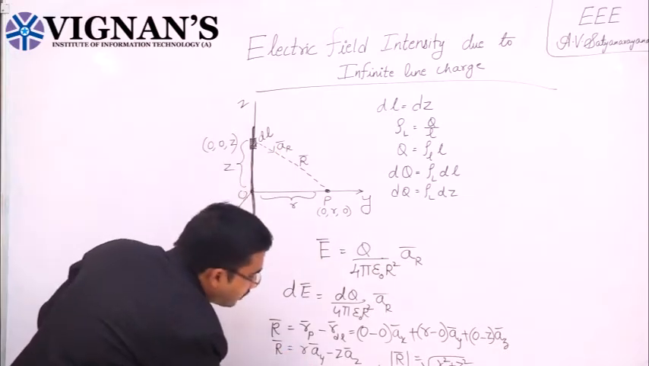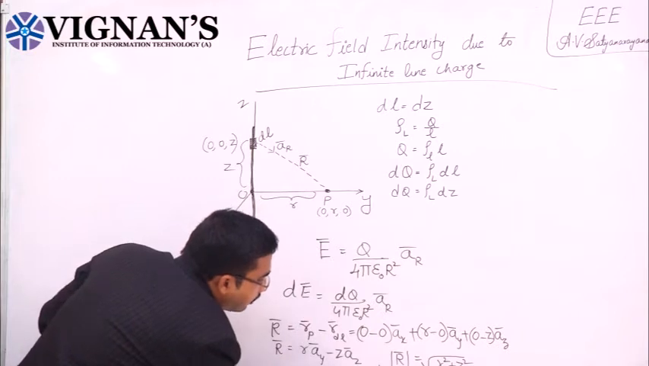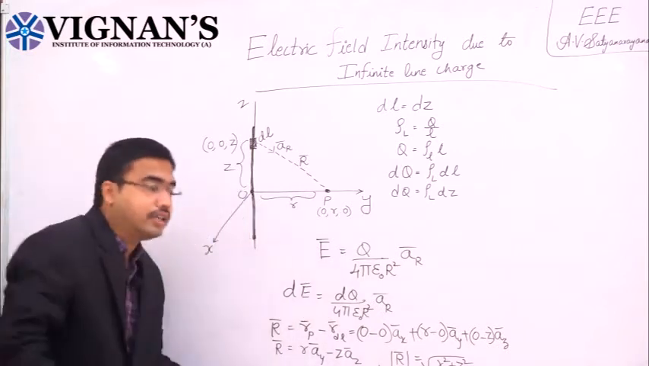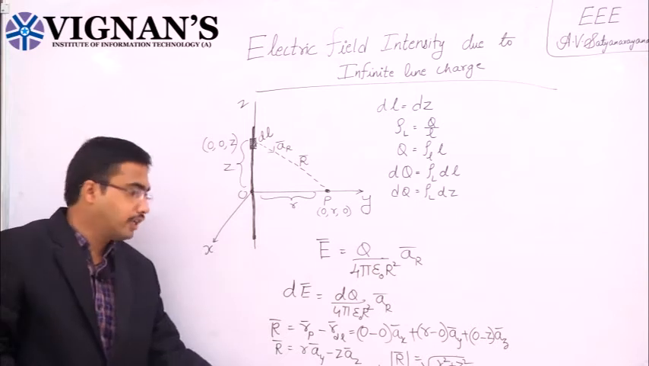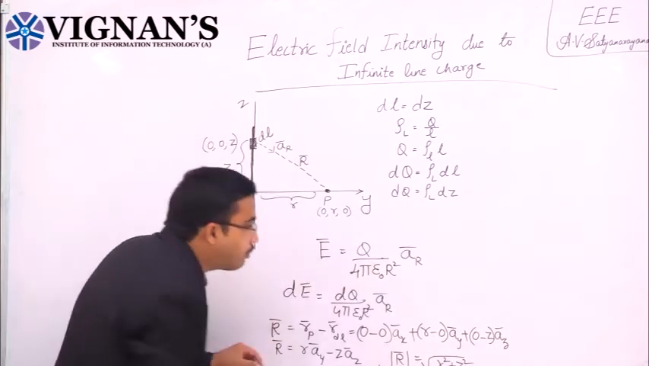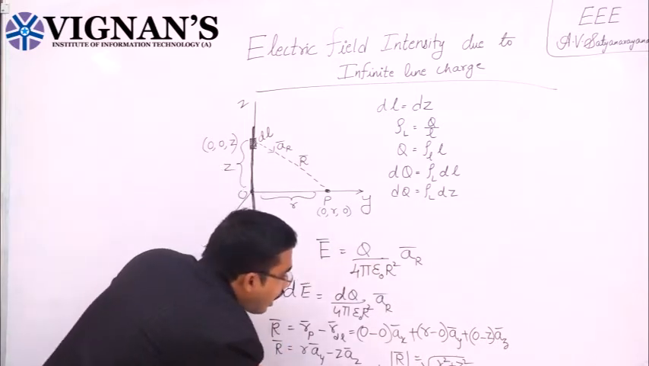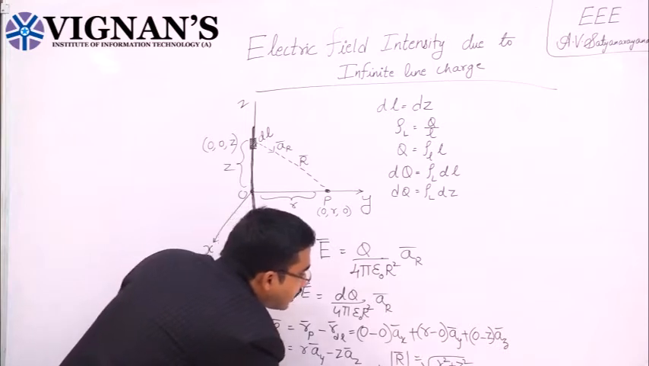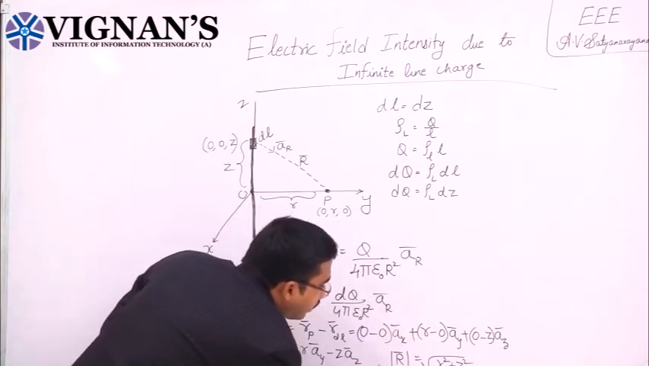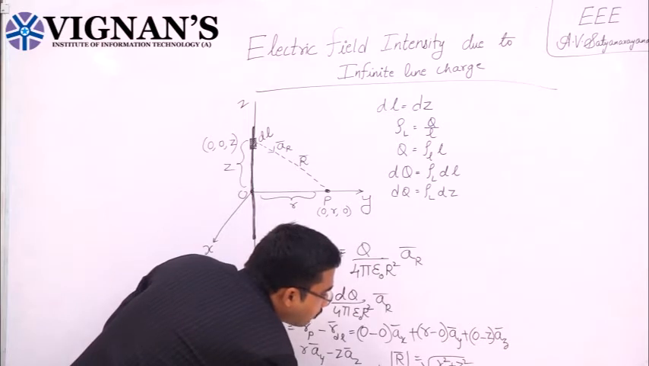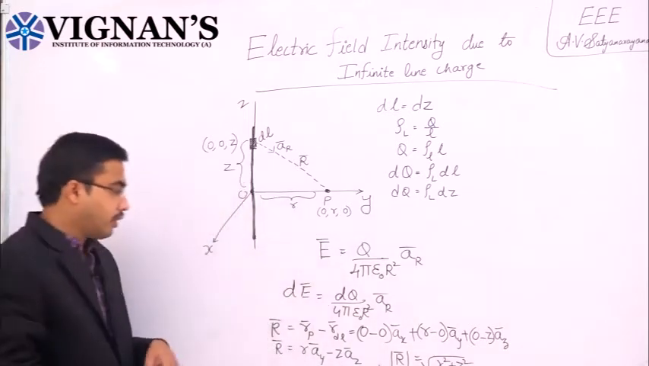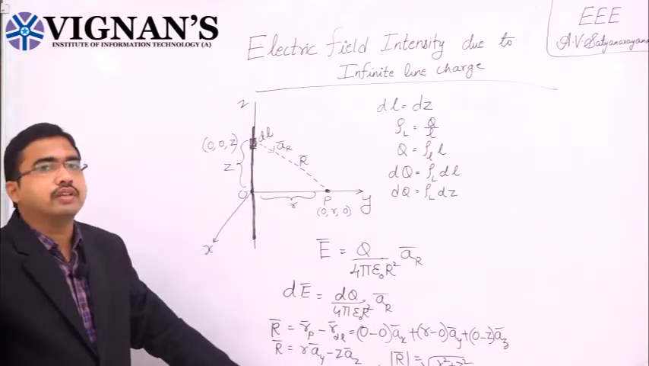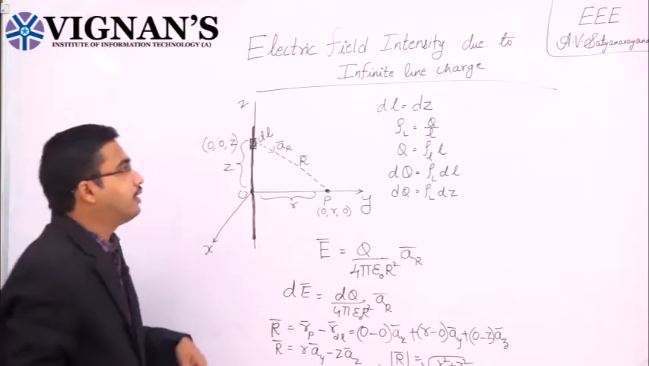So a_r bar is given by r bar by mod r bar, which we have already discussed in our introduction. Okay. So what is r bar? R bar is r a_y minus z a_z by root over r square plus z square. Okay. So this is the expression for unit vector a_r bar.